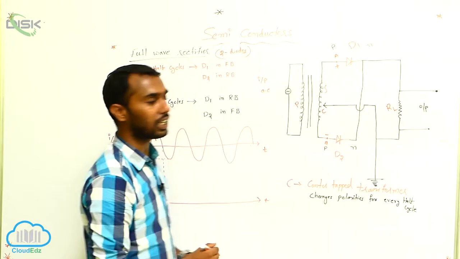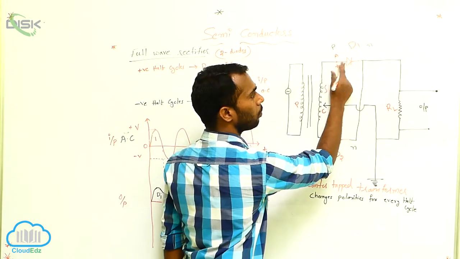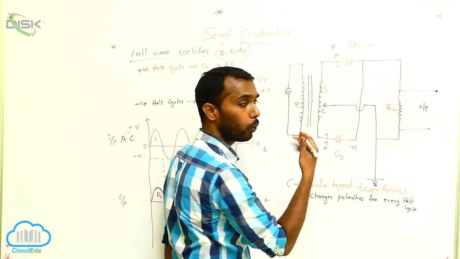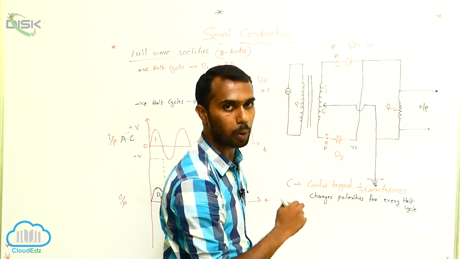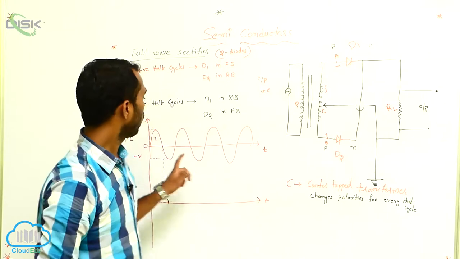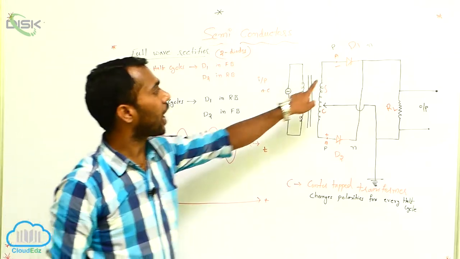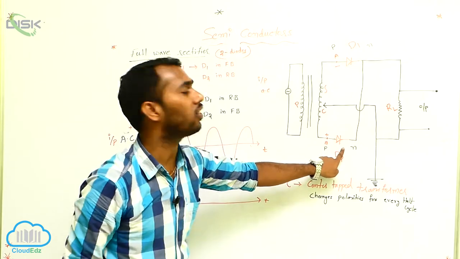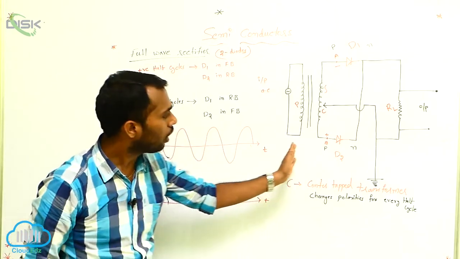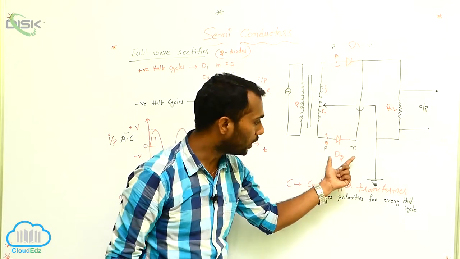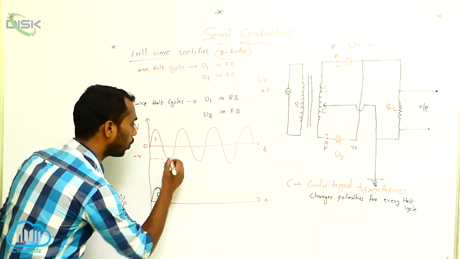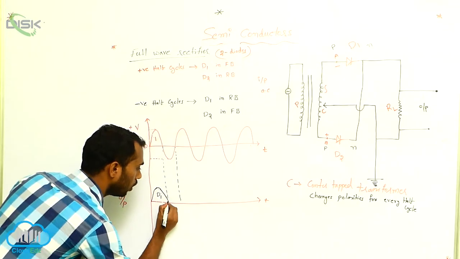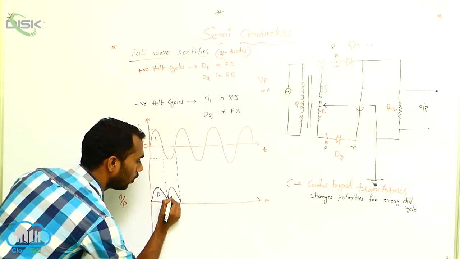For the negative half cycle, A becomes minus and B becomes plus. Who changed that? The center tap transformer changed. Automatically, for the negative half cycle, diode D1 is in reverse bias and diode D2 is in forward bias. That's why this negative half cycle passes through diode D2. This one also passes through diode D2.